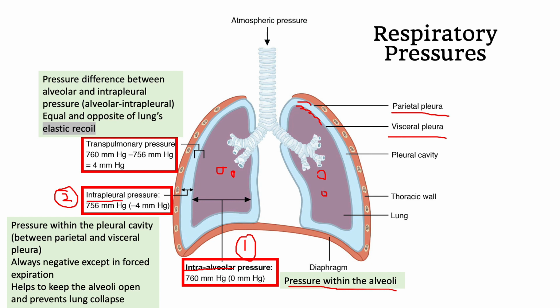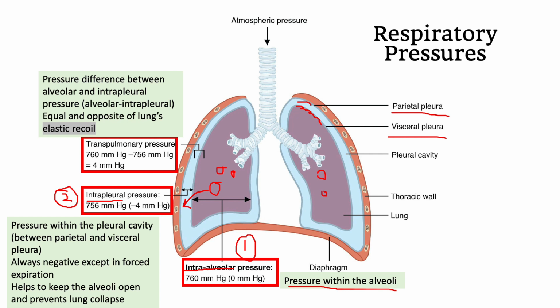The intrapleural pressure is always negative except in forced expiration. Why is it very important for the intrapleural pressure to be kept negative? Because it helps to keep the alveoli open. It is actually pulling the alveoli. The alveoli are inside, and it is the pressure that pulls the alveoli out, so the alveoli won't collapse. So that is the intrapleural pressure.